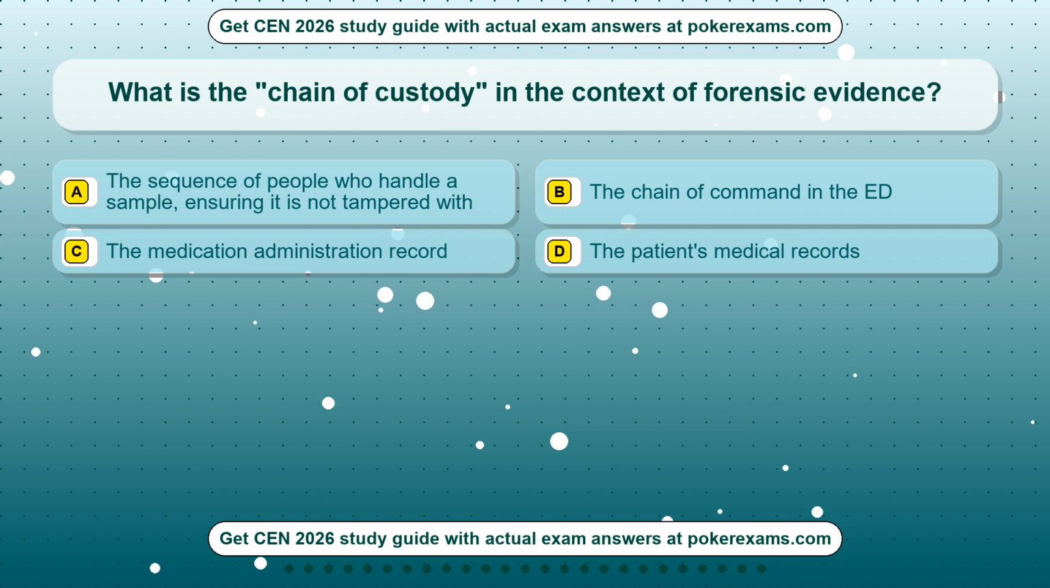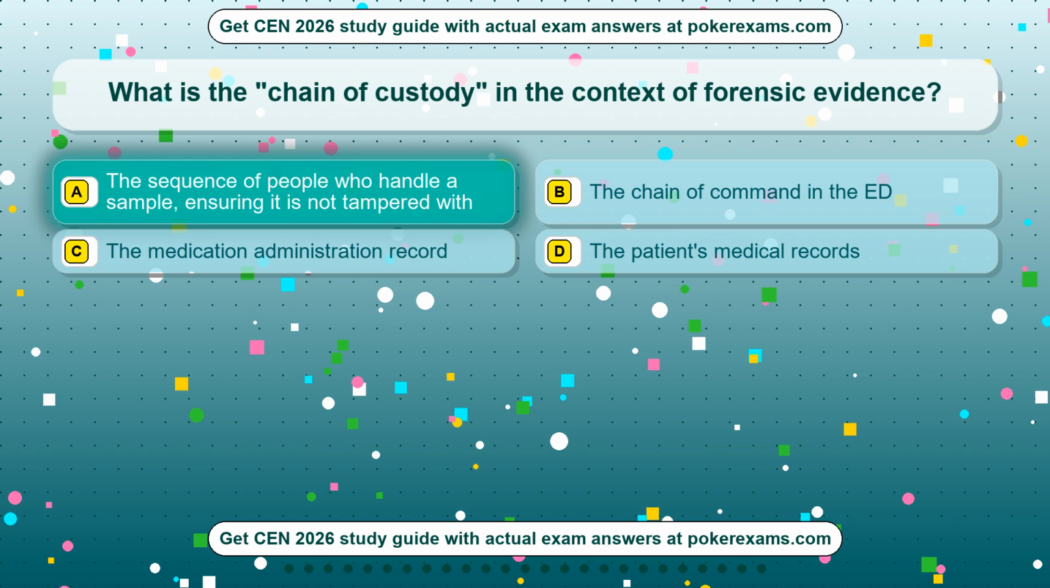Question 16. What is the chain of custody in the context of forensic evidence? Option A. The sequence of people who handle a sample, ensuring it is not tampered with. Option B. The chain of command in the ED. Option C. The medication administration record. Option D. The patient's medical records. The correct answer is option A. The sequence of people who handle a sample, ensuring it is not tampered with.